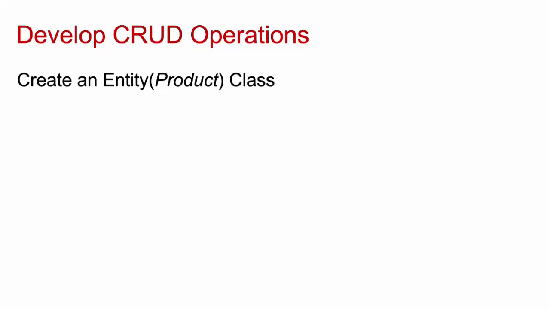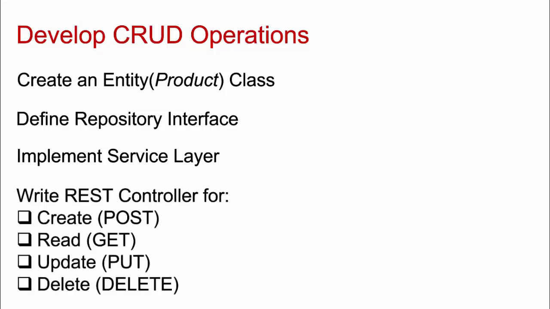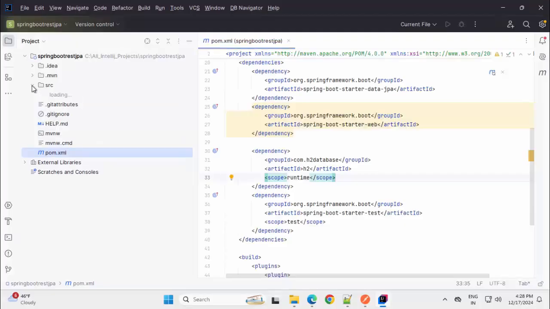Next, we need to start the development for these CRUD operations. First, I'll create one entity class which is product. Then we'll create the associated repository interface, implement a service layer on top of it, and finally, there would be one REST controller which would be exposing all these CRUD methods. And here we would use post, get, put, and delete for these CRUD operations respectively.